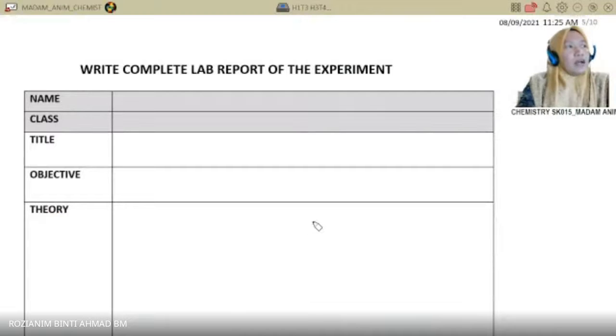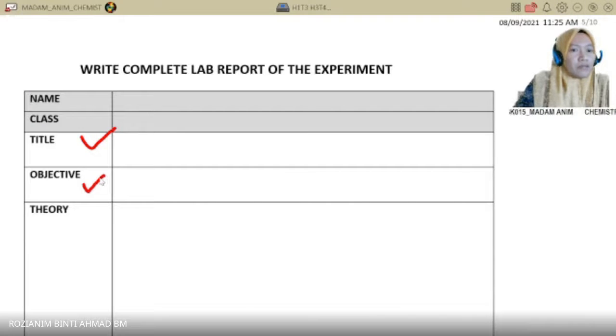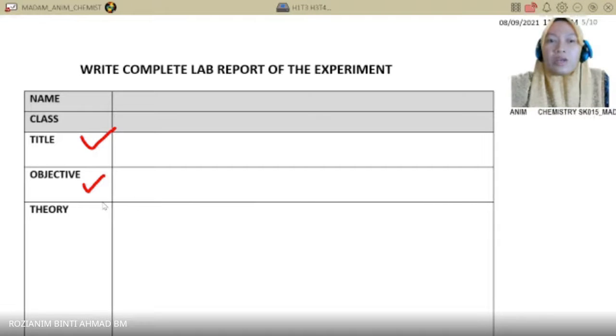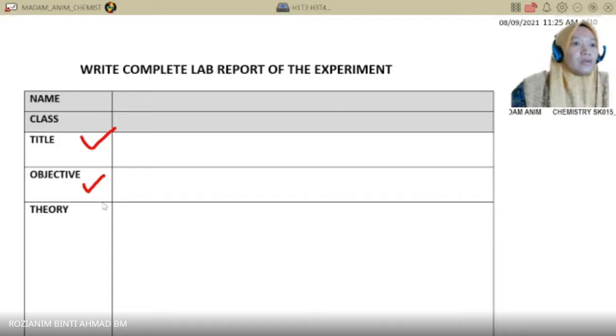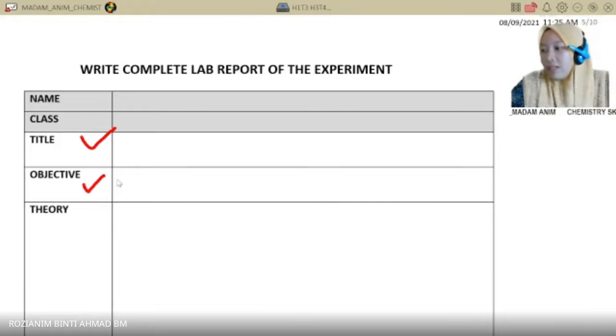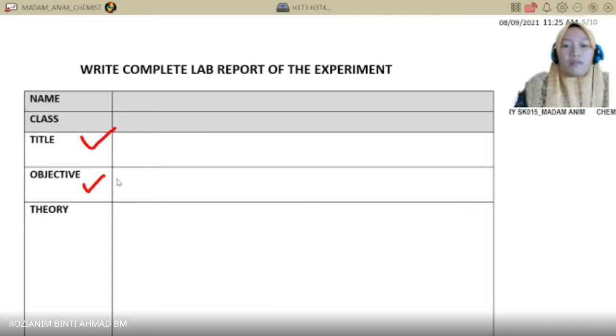I hope you have already downloaded the template for the writing report. I give you a minute to write down the title and objective together. Copy now. Title, objective, theory, I give you time after class. Copy these two steps first, title and objective. Have you downloaded it? What is our title today? Experiment: determination of the formula unit.